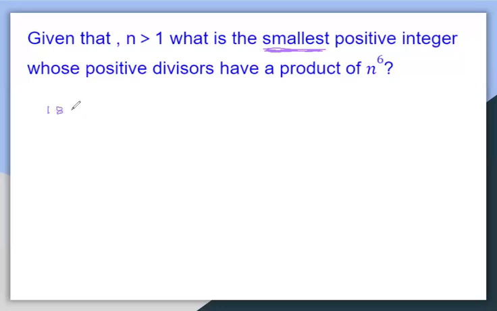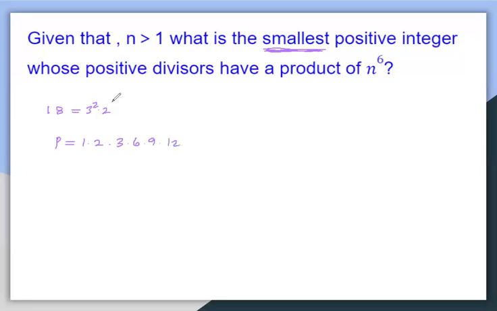I'll just choose 18 for the sake of simplicity. You can take maybe 8 or 12, anything that you like. This is 3 squared times 2, right? So I'm going to write the product of the divisors. We have 1, 2, 3, 6, 9, and 18.